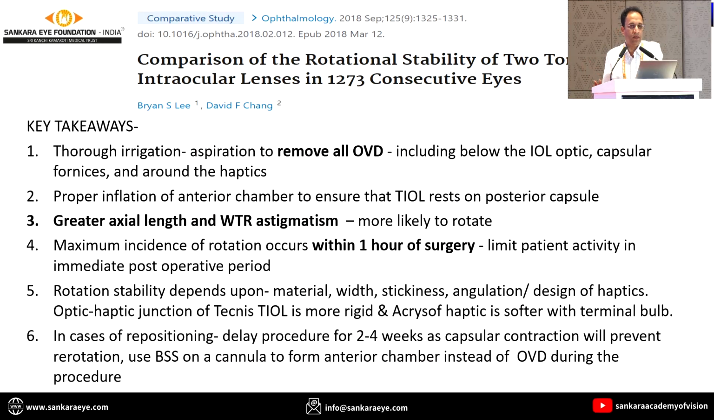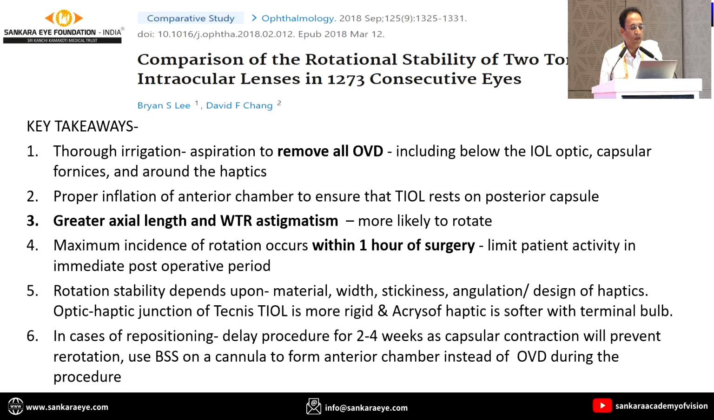Anybody doing torics, I believe this is a very good paper. All of you must go through this paper. It's a comparison of the rotation stability of two toric intraocular lenses, the main ones, the J&J Technis and the AcrySof, done by Dave Chang. It was the largest series, 12,073, and he has given very beautiful key takeaways here.